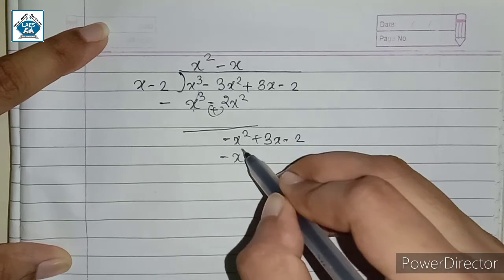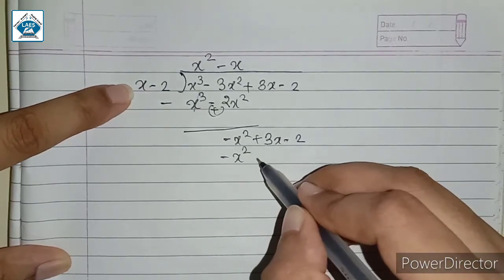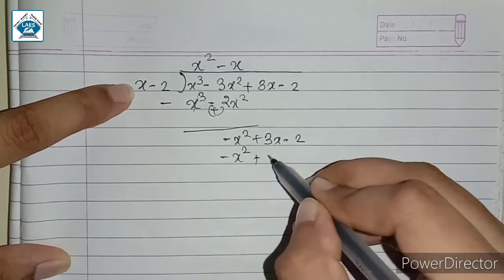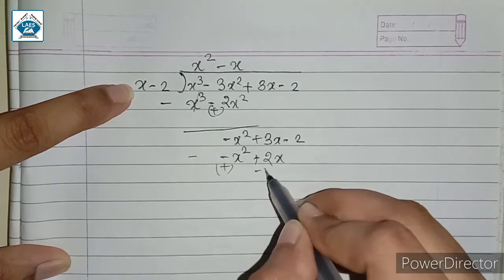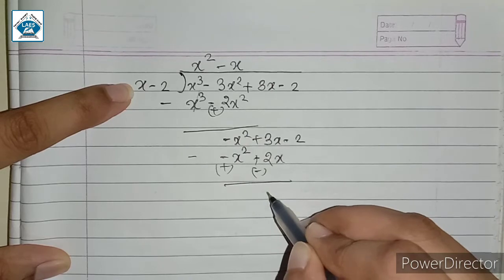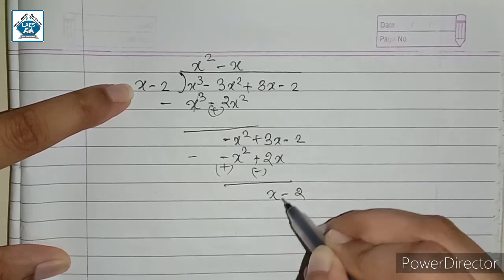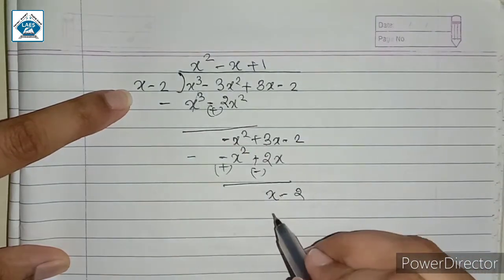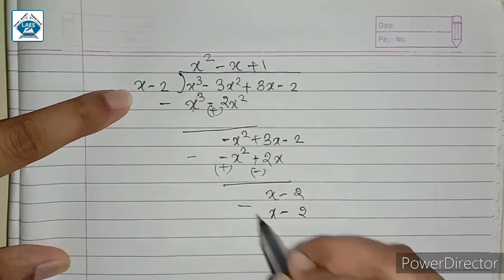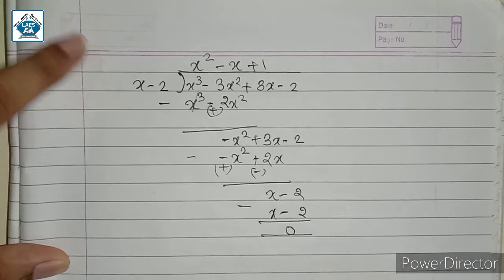So on multiplying −x with x, we have −x², and this is minus into minus, plus 2x. So again on subtracting the sign will change. We have x − 2. On dividing x with x we have plus 1. So we have x − 2, and when we subtract the remainder becomes 0.